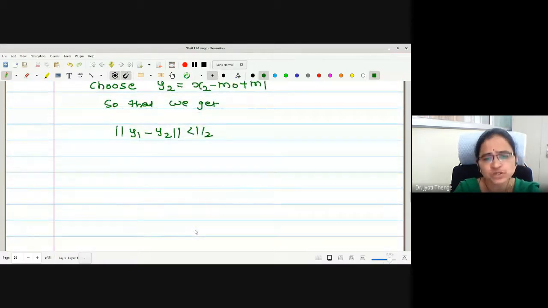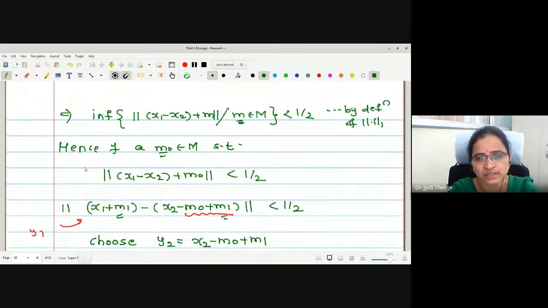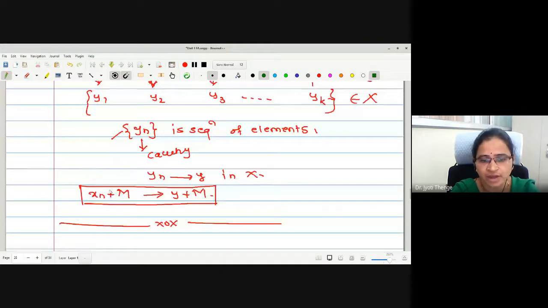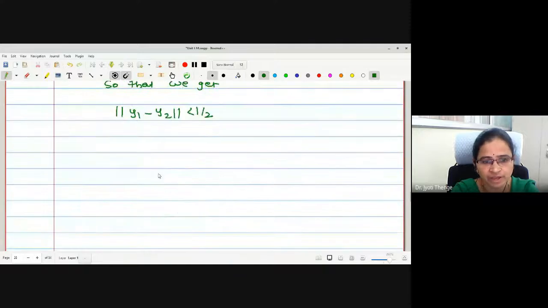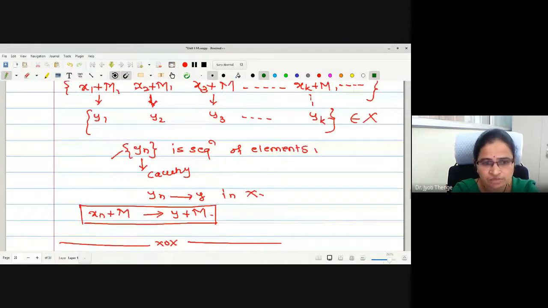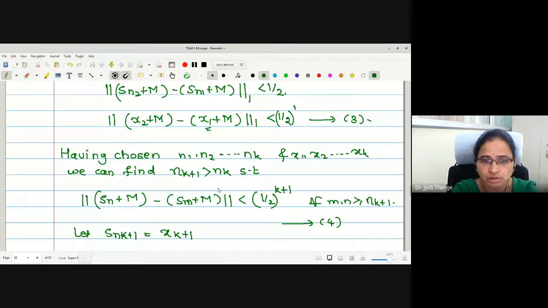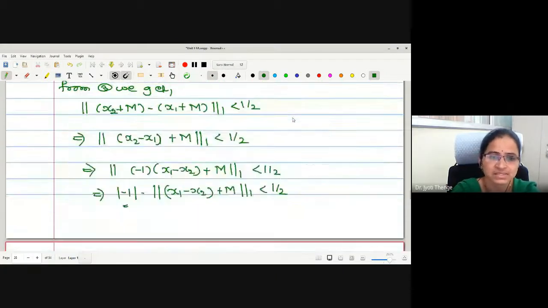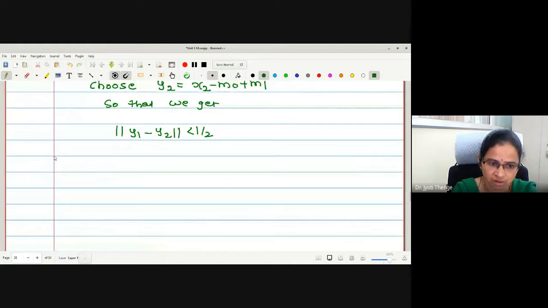Okay. Now let us proceed in the same manner. What do I have to do next? Starting with an element y1, we have selected y2 with equation number 3. Now we'll start with y2 and select y3 from the next equation. What is my next equation in terms of x2, x1? This is x3 plus m minus x2 plus m less than 1 by 2 square. Okay, we were not writing in that detail. I just said continuing in the same manner.